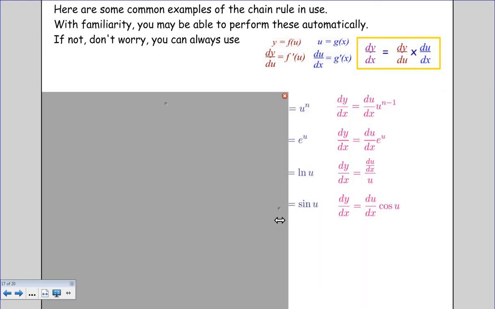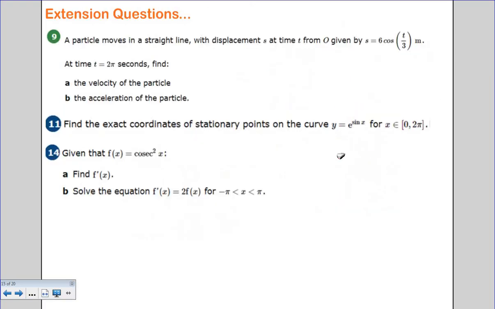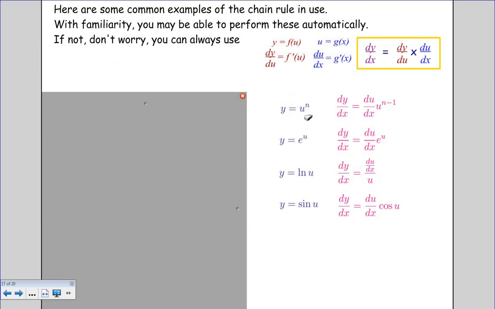Okay, so here are the familiar ones that you'll come across a lot. So if y is u to the power of n, we should have n times the derivative of u times u to the n minus 1. There's a missing n there, apologies. E to the u, differentiate the u times e to the u. Natural log u, differentiate the u, put it over u. Sine or any trig function of u, differentiate the u and multiply by the derivative of the trig function. I've used sine as an example here, but you could have any trig function.